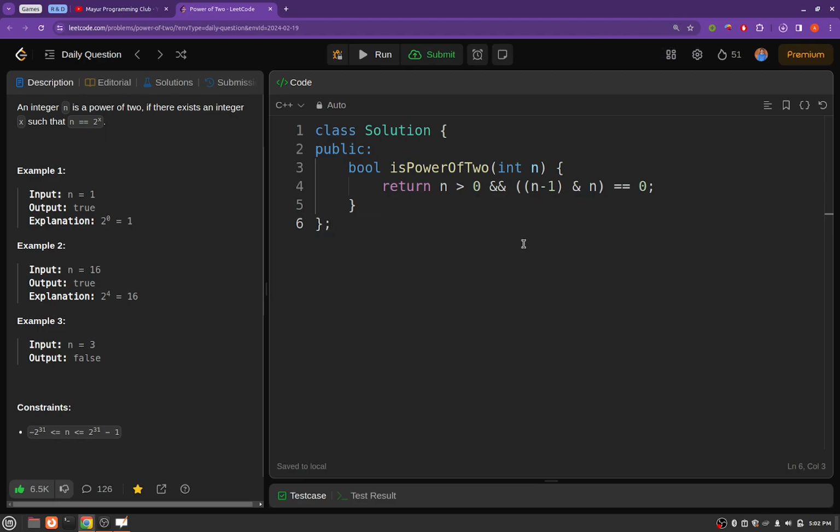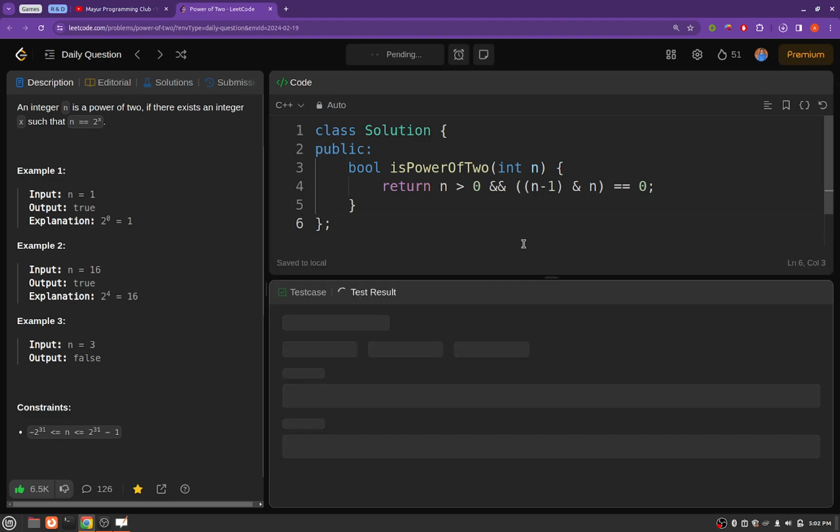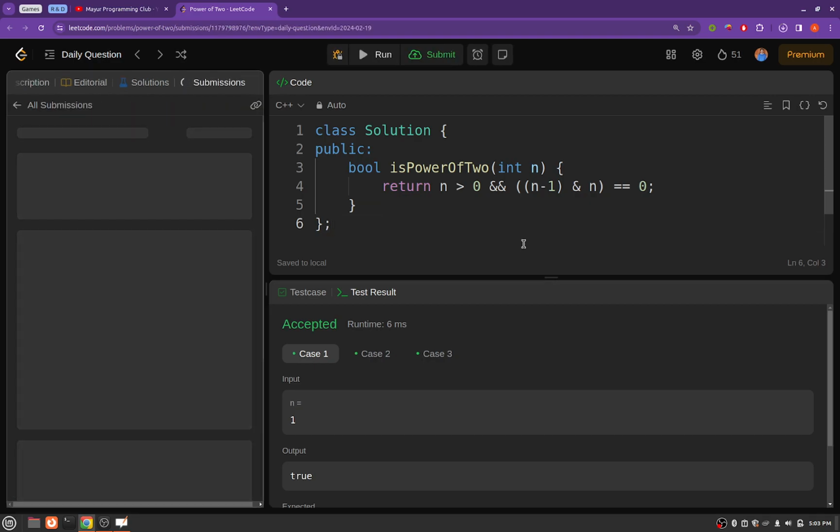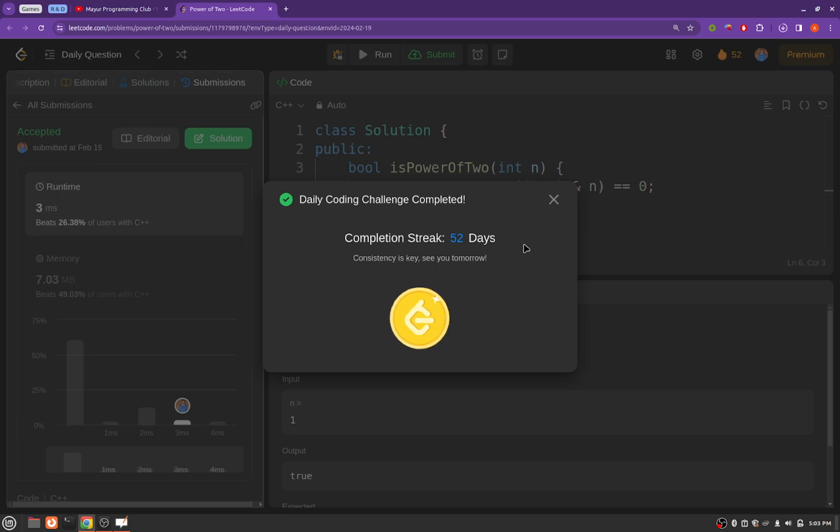I hope the code is visible to you. Now let's try to submit for the sample test cases before submitting for the final evaluation. So it's getting accepted for the sample test cases. Let's submit for the final evaluation. So as you can see, it's getting accepted.